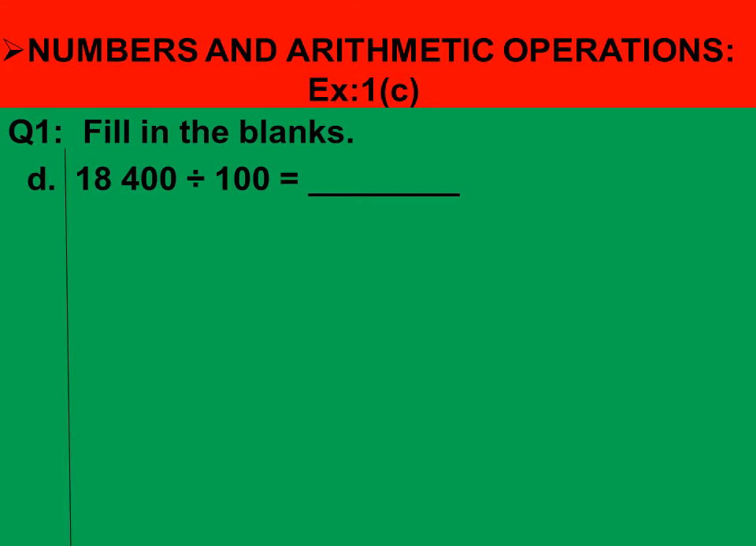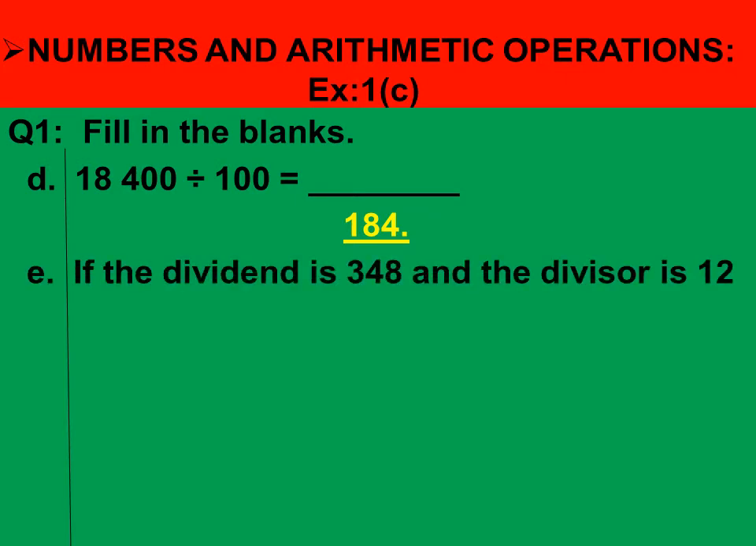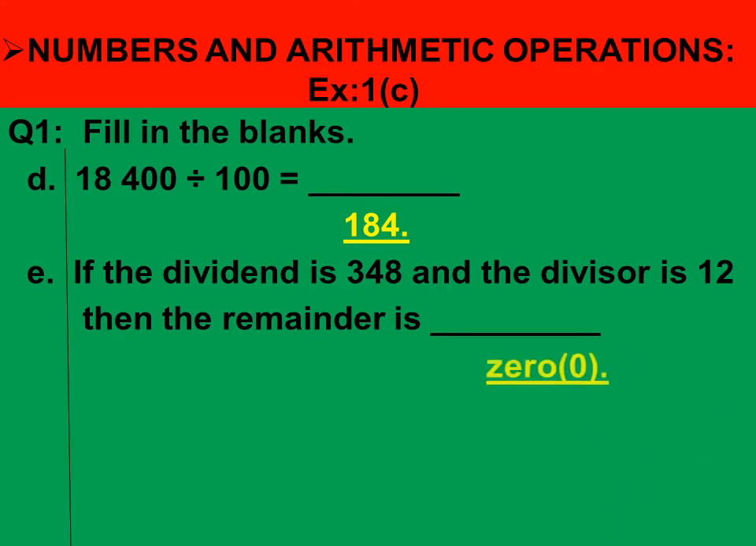Dear students, in part D, two numbers are given with division sign. So when we divide these two numbers, we will get the answer 184. Okay, now we will move to the next part. In the next part, the statement is that if the dividend is 348 and the divisor is 12, then the remainder is. Now when we do the long division of 348 by 12, we will get the remainder 0.